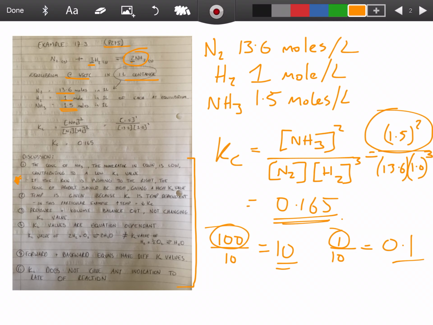And the temperature, the next part, is given because the equilibrium constant is temperature dependent. You can imagine, it tells me that it's at 450. If I change that temperature to 300, or if I change that temperature to 600, it would have an effect on the way the reaction happens. In this particular example, in the production of ammonia, a high temperature will give us a lower equilibrium constant.